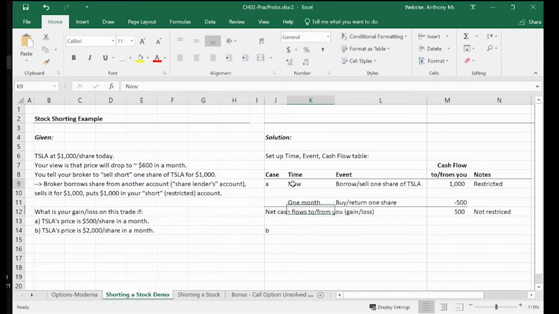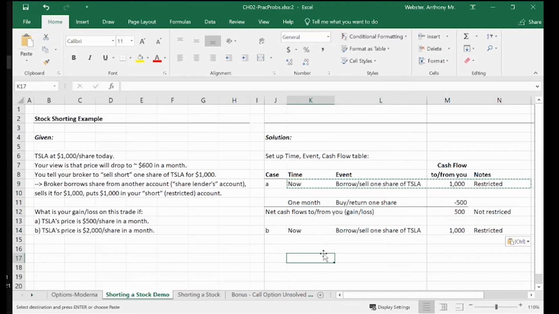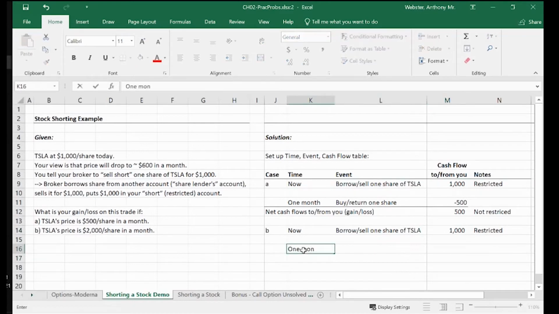We're just going to do exactly the same thing. So what we do now is exactly the same as it was before. We're just going to borrow a share from someone else at, say, Interactive Brokers. That's my brokerage, for example. Somebody else's account at Interactive Brokers gets a share of Tesla borrowed from their account, and our broker sells it on our behalf, et cetera. And in 1 month, we're going to have to do the same thing. The broker is going to have to go into the marketplace and buy a share and then return that share to the share lender's account.